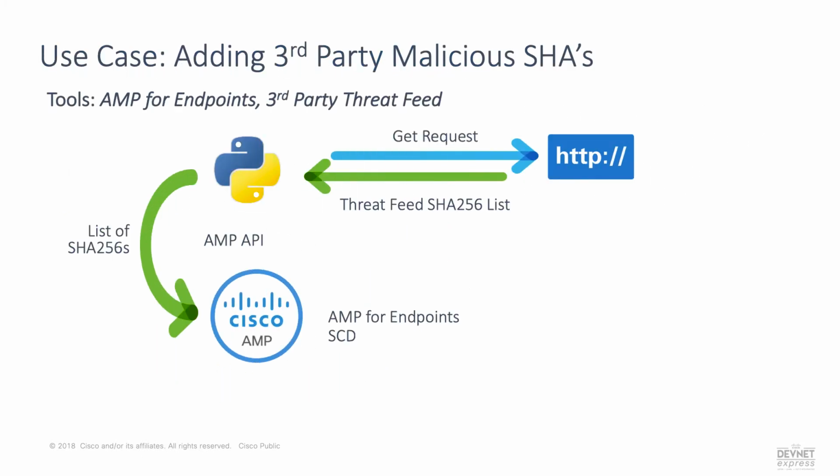If a customer is utilizing third-party intelligence feeds, they may wish to upload additional threat intelligence data to the AMP for Endpoints console. The API can be used to upload lists of SHA-256s, rapidly quarantining unwanted files.